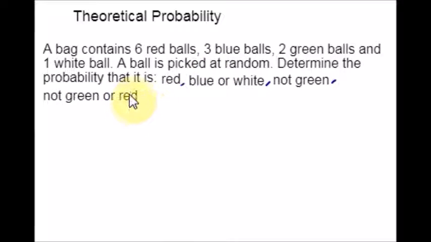First let us do part A, finding the probability of red. Totally there are 6 red balls. Am I right? And also let us find the total number of balls in the bag. 6 plus 3 plus 2 plus 1. So there are totally 12. 9, 10, 11, 12. So 12 balls in the bag.